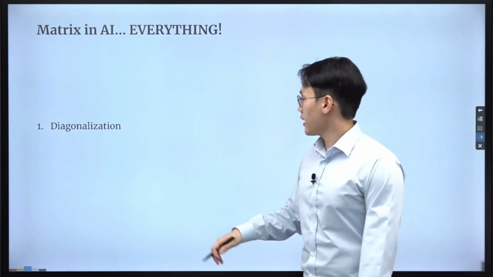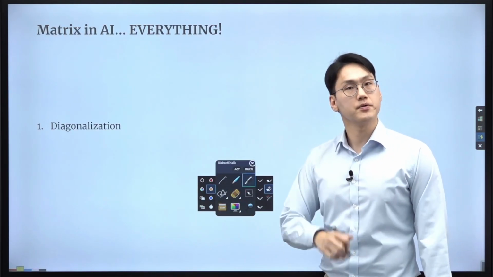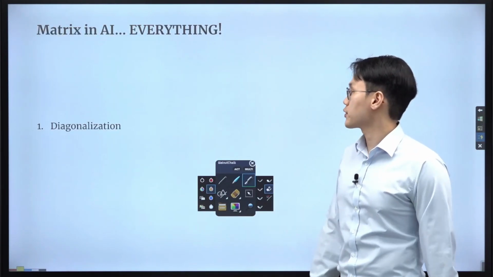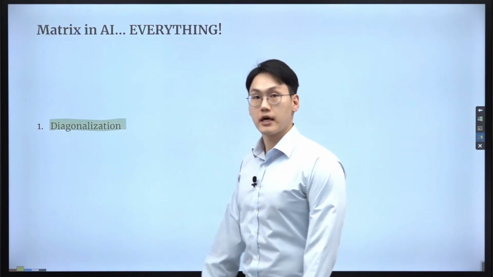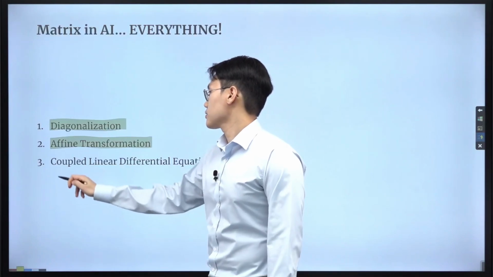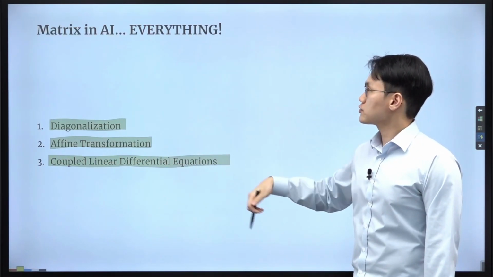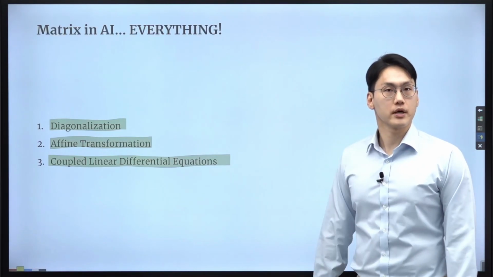So matrices in AI: you get to learn many different fields of matrices, and they are actually a backbone of AI study, along with statistics, complex numbers and differential equations. And it can be extended to many things. The first thing you encounter here is diagonalization, then the affine transformation for geometry, and then you get to learn something called coupled linear differential equations. Okay, so that is great. For today's lesson, I'd like to go over how these things can be summarized using the matrix.